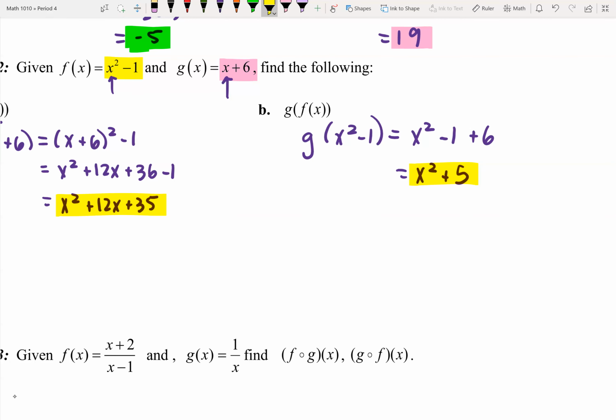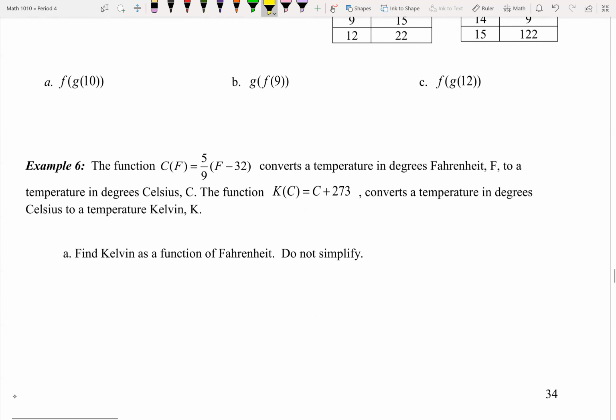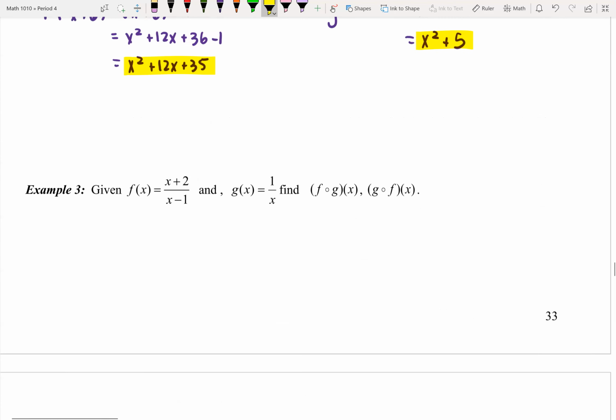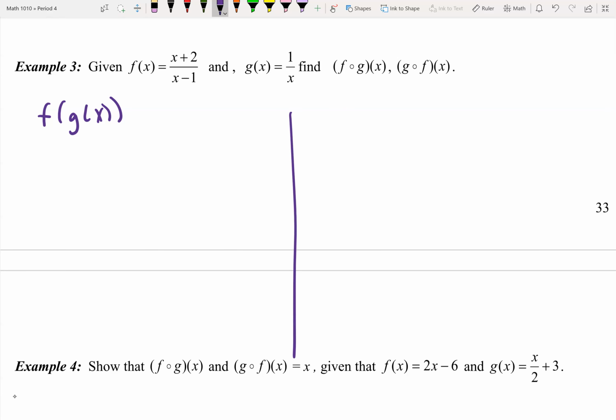Okay, now look at question 3. So what are we starting to get into with question 3? Somebody tell me. Starting to get into some fractions, yeah. Okay, so let's just stay nice and calm. Okay, everybody go f of g of x. I'm going to write it the good way. And then I'm going to come over here and I'm going to go g of f of x.